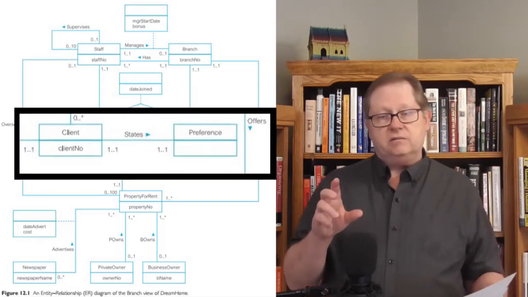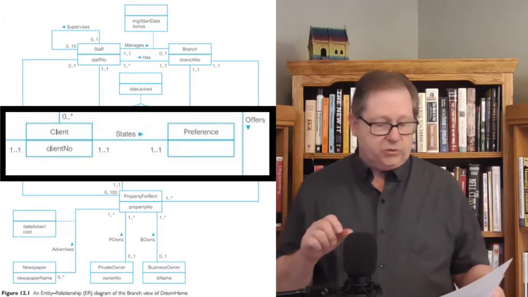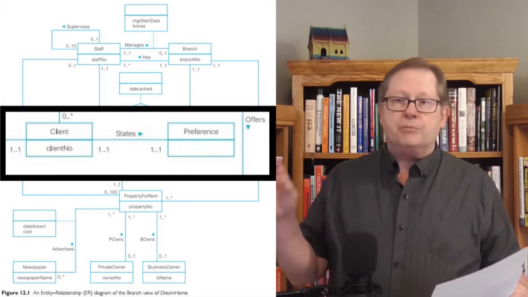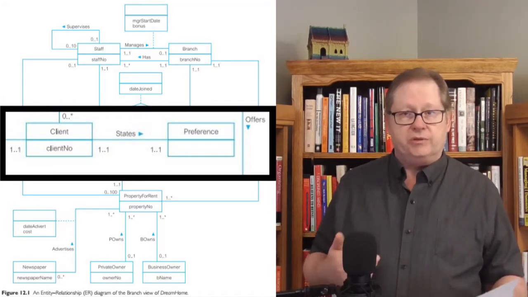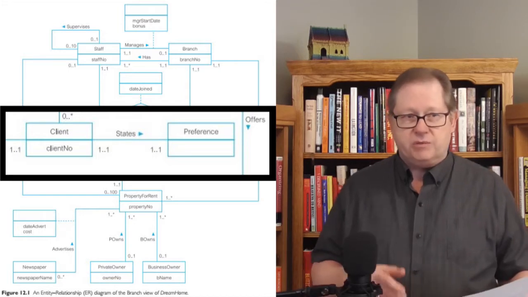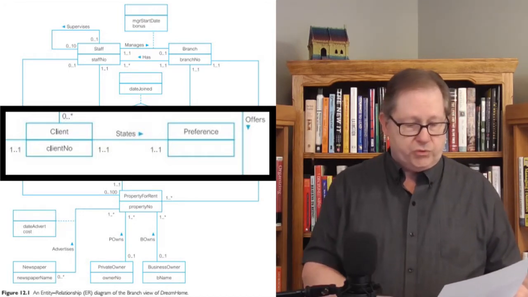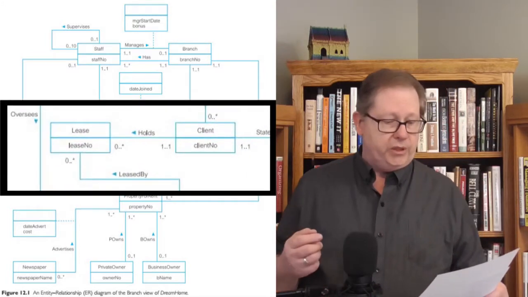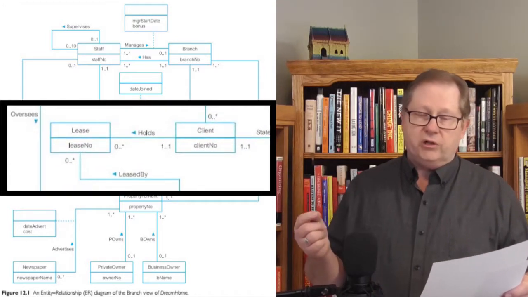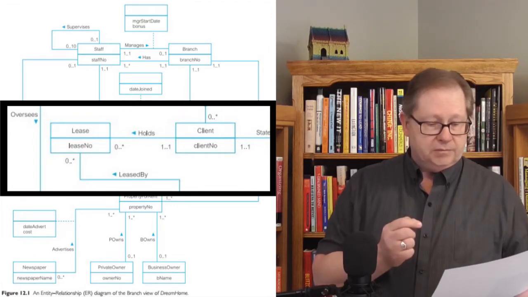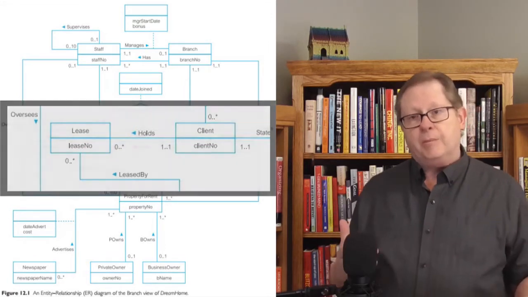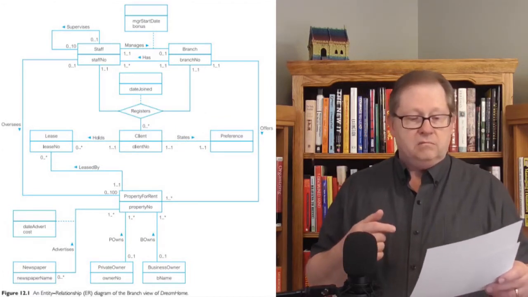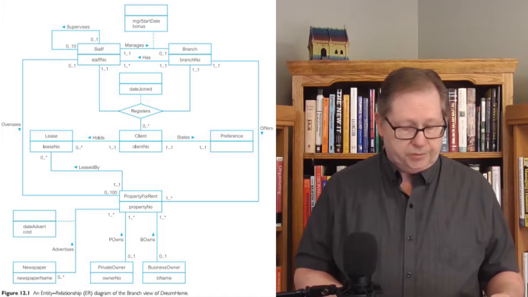So in our second small diagram that we see off to the right, the client then states their preferences when they get registered with their particular branch. And this is about buying houses in this dream house scenario. In the third diagram that we're showing here, a client generally holds a lease, and the leaseholder has property. So the property entity, property for rent, is leased by a leaseholder.